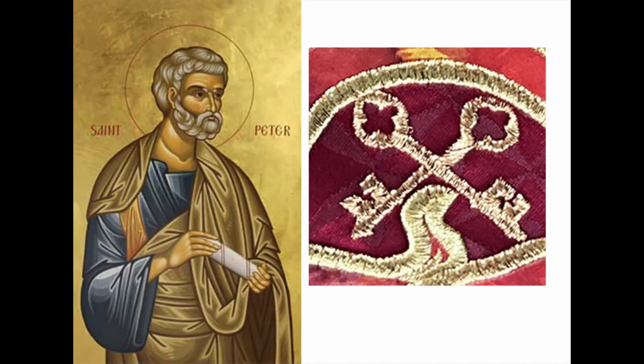Peter is represented by crossed keys. He was the disciple to whom Jesus entrusted the keys of the kingdom, saying, "I will give you the keys of the kingdom of heaven, and whatever you bind on earth shall be bound in heaven, and whatever you loose on earth shall be loosed in heaven."